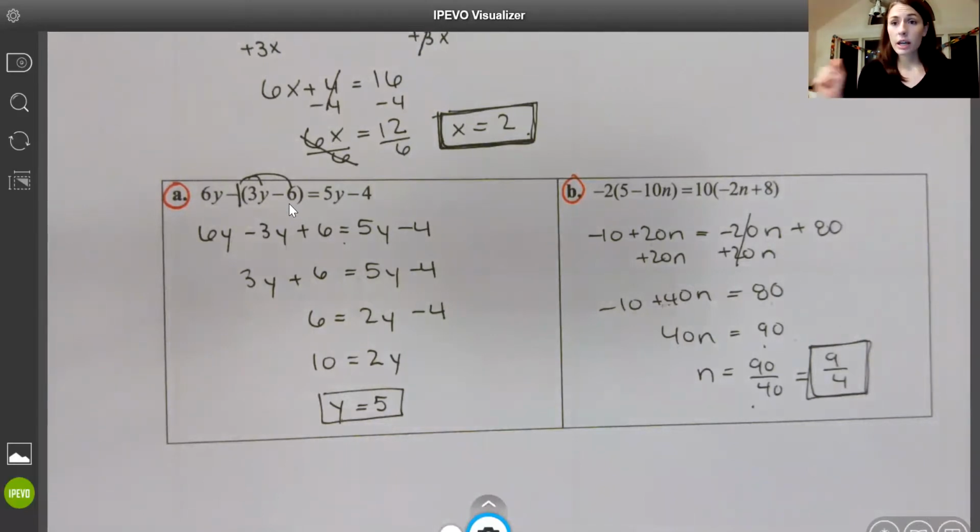So tomorrow you'll get, again, more practice with these multi-step equations. In the next lesson, we're going to start looking at some really tricky things with fractions and decimals.